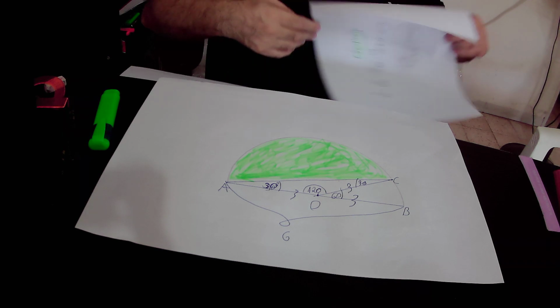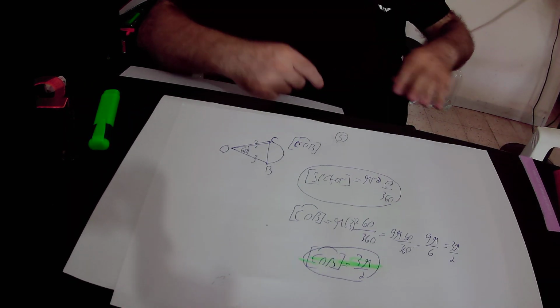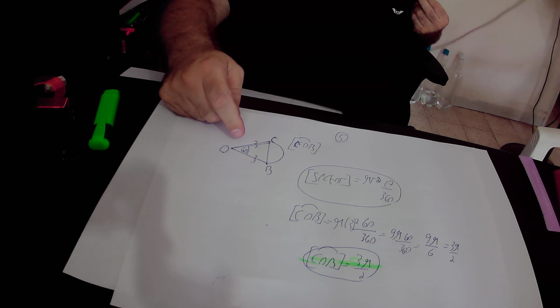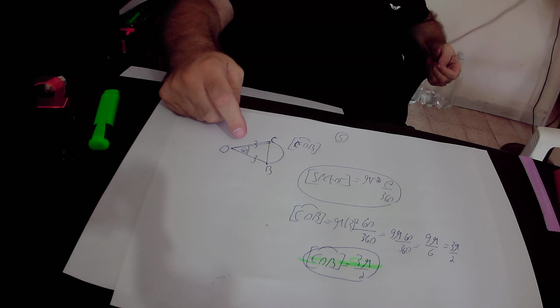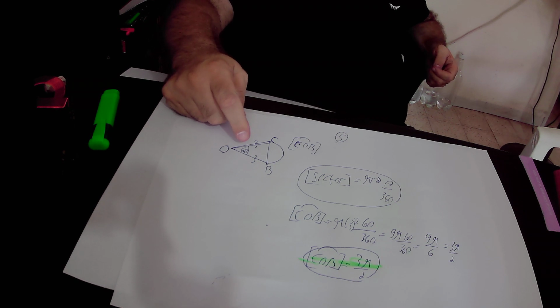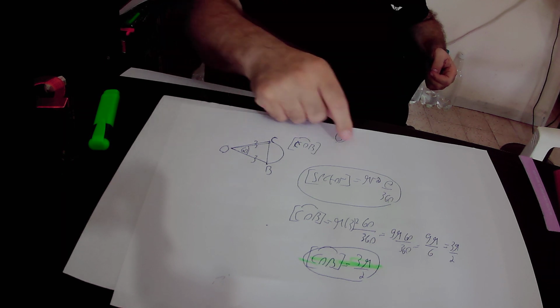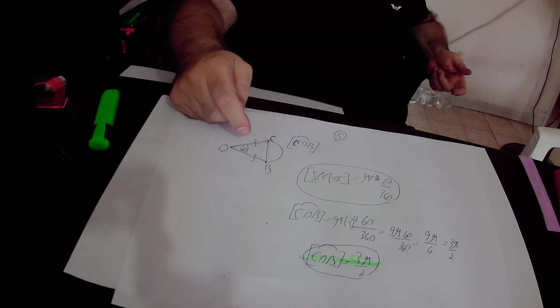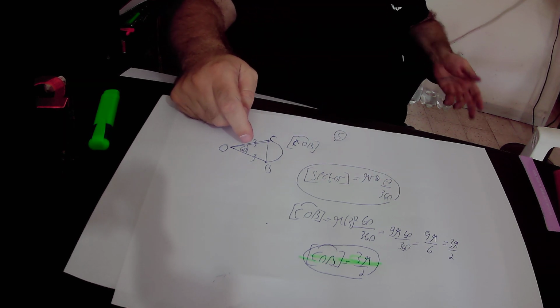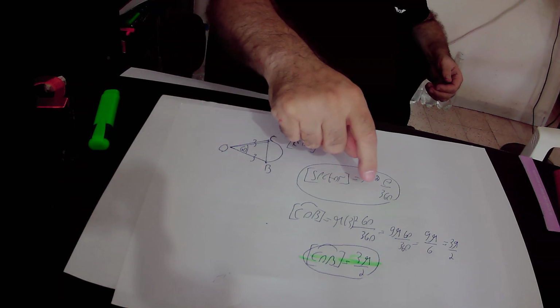In the next step, I copied sector COB onto this new page. Here we found out that the angle between the legs of sector COB equals 60 degrees. OC and OB are both radii of the semicircle, equal to 3 units. According to the new formula, the area of any sector is pi r squared times theta over 360 degrees. R is the radius of the circle, theta is the angle between the legs of sector COB. So here R is 3, and theta is 60 degrees.